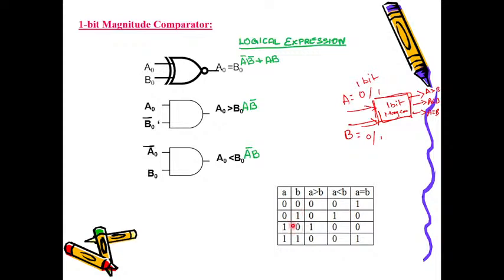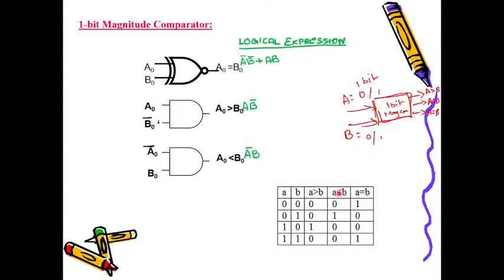Only this functionality should be enabled, indicating that A is less than B. And when A is equal to 1 and B equal to 0, the circuit has to indicate the functionality A greater than B and the remaining two disabled. Likewise, when both are 1, 1, then A equal to B should be enabled. So the circuit should be signaling that the inputs you have given are equal. So now the truth table is plotted.